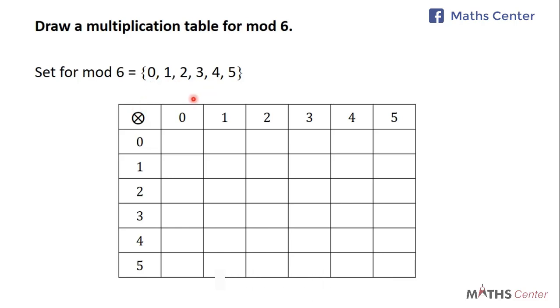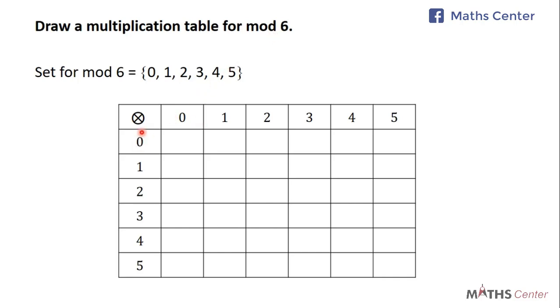Then you list the set of values in the first row and the first column, just as we have in this table. After you have drawn the table like this, you fill it out by performing the operation in the modulus. The operation is multiplication, and the modulus is 6. So we are going to multiply these numbers in mod 6.